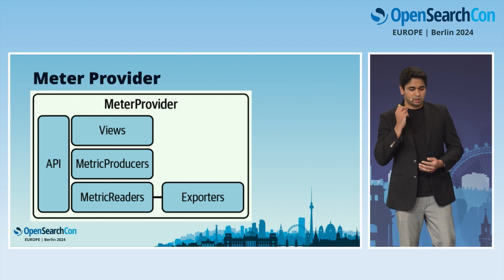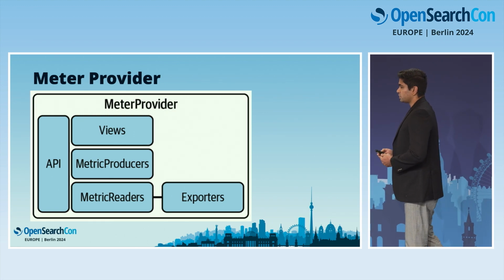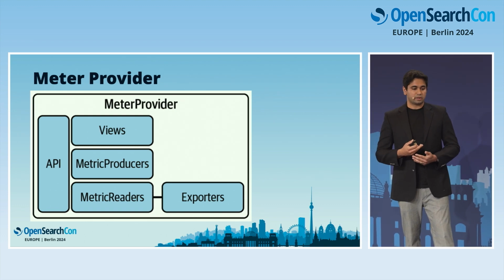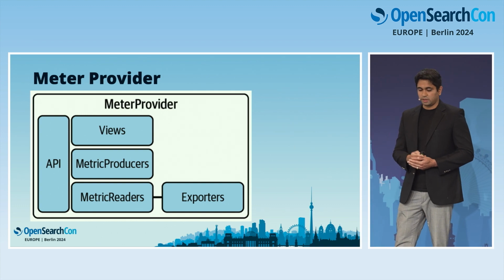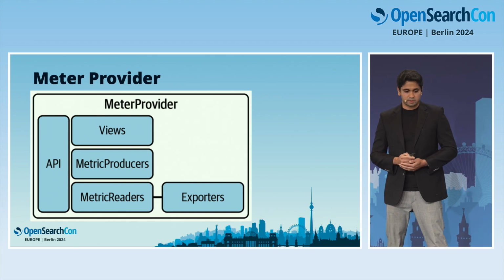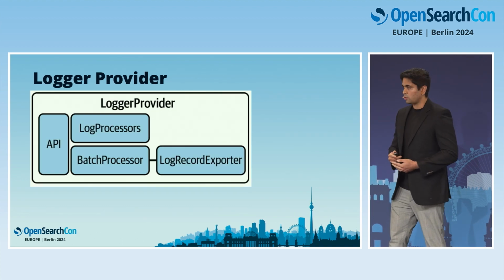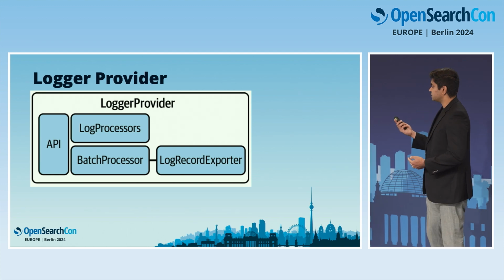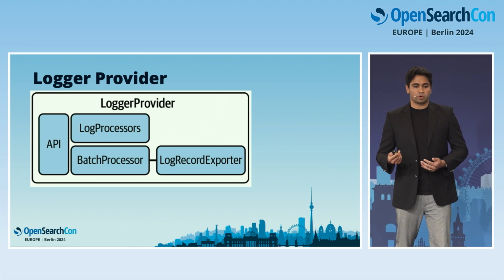Similarly, we have a meter provider. The views can be used to aggregate metrics, maybe decorate or add some things on top of the metrics. And the rest of it is pretty much similar. The log provider is also similar. The batch processor batches the logs, and the log exporter can export that.